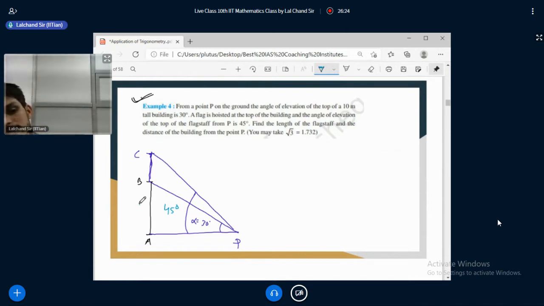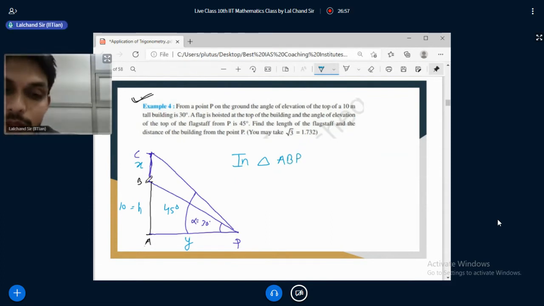So let's suppose this length AB is h, and the h value is given, that is 10 meters. Let's go up to BC. The value is, let's suppose, x, and this base value, let's suppose, y. Okay. So if we look inside triangle ABP.